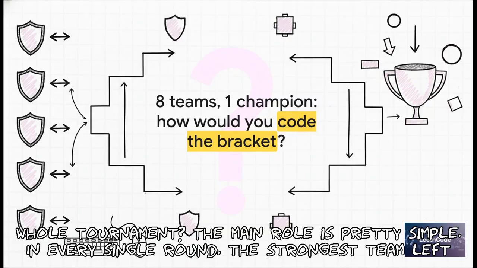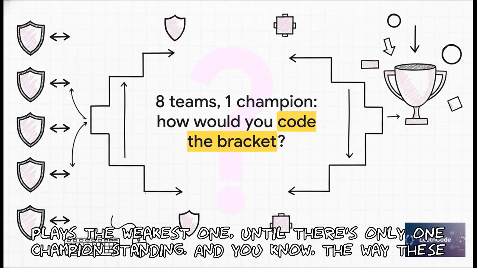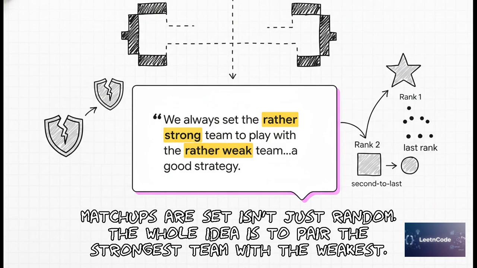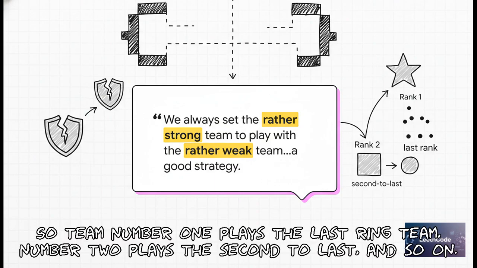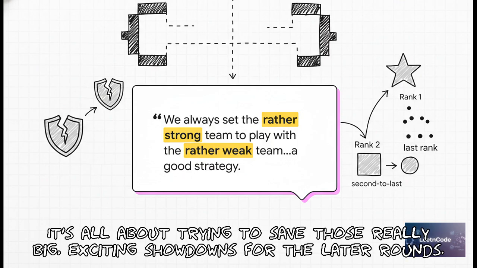The main rule is pretty simple. In every single round, the strongest team left plays the weakest one, until there's only one champion standing. And the way these matchups are set isn't just random. The whole idea is to pair the strongest team with the weakest. So team number 1 plays the last ranked team, number 2 plays the second to last, and so on. It's all about trying to save those really big, exciting showdowns for the later rounds.